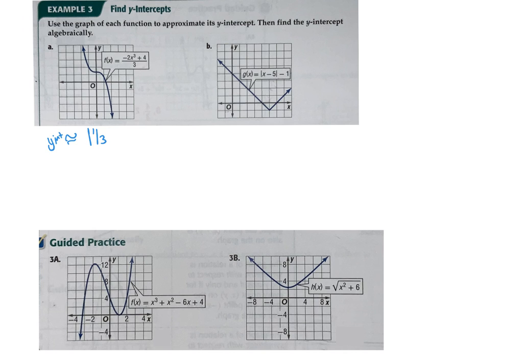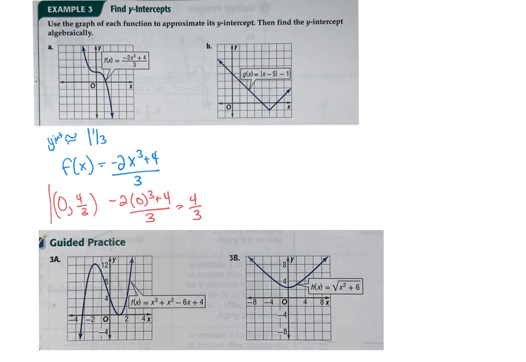So then how do I actually find it? They want me to also find it algebraically. So I have f of x equals negative 2x cubed plus 4 over 3. If I'm finding my y-intercept, I'm going to plug a 0 in for my x. 0 cubed is 0 times negative 2 plus 4/3. It is 4/3, right? So I know that my y-intercept is going to be this point right here, 0, 4/3. So graphically, you're just looking. Algebraically, you're just plugging in a 0.